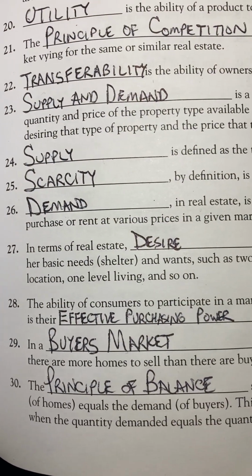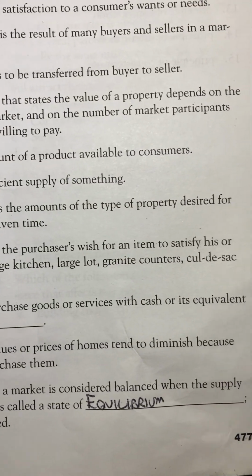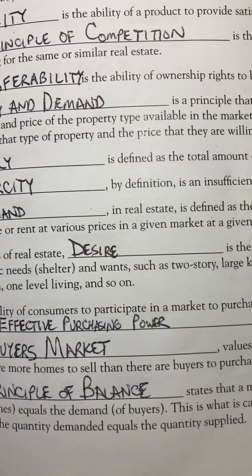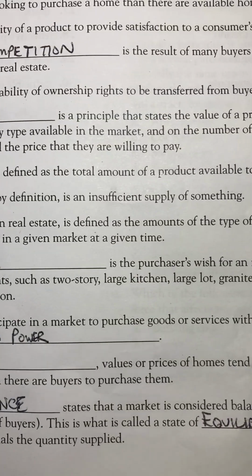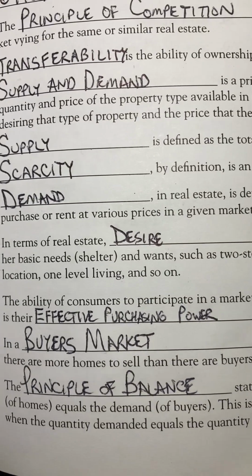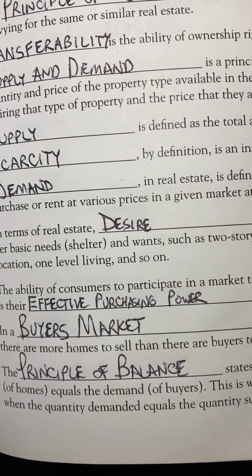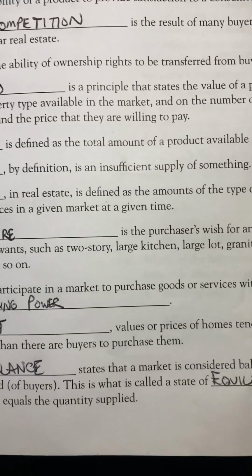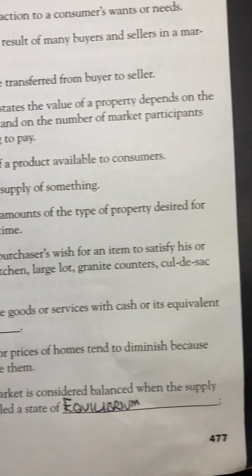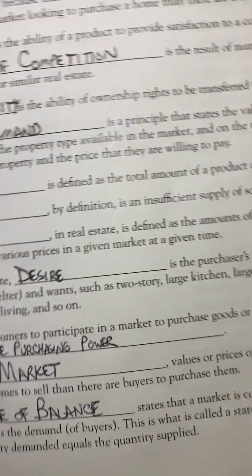Number 29. In a buyer's market, values or prices of homes tend to diminish because there are more homes to sell than there are buyers to purchase them. And lastly, number 30, the principle of balance states that a market is considered balanced when the supply of homes equals the demand of buyers. This is what is called a state of equilibrium, when the quantity demanded equals the quantity supplied.